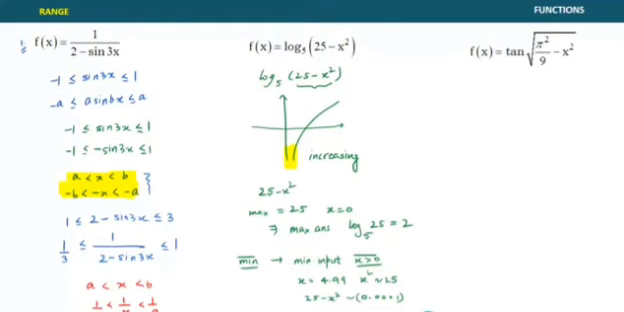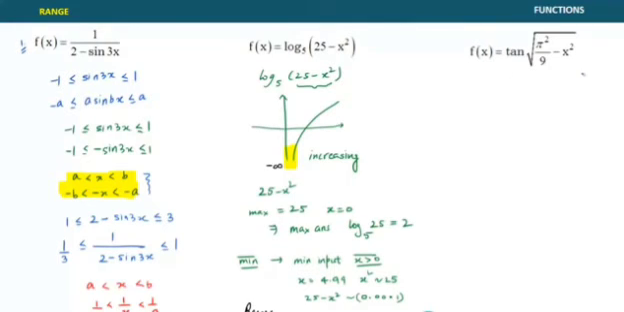Graph is moving downwards. So the least value that it can take is minus infinity. So the range of this particular answer will be minus infinity to 2, where 2 will have a close bracket. Okay, let's solve the third one now.